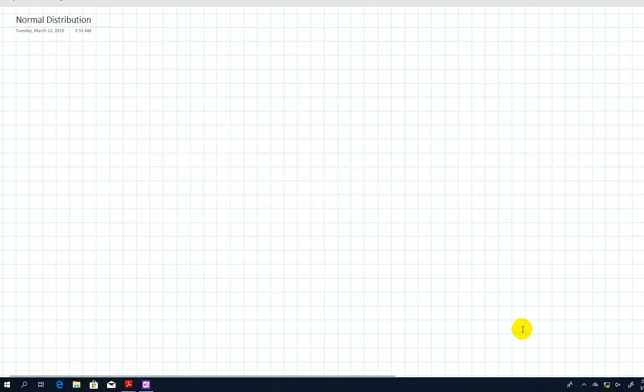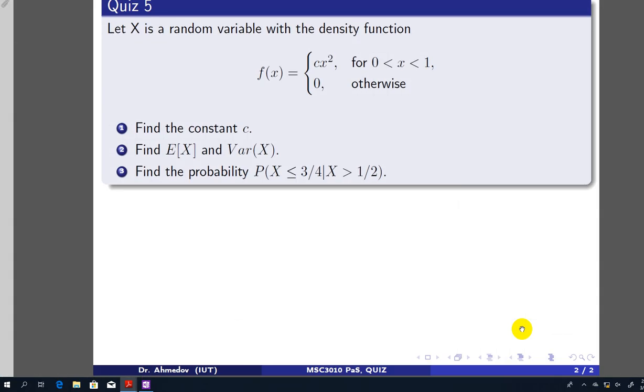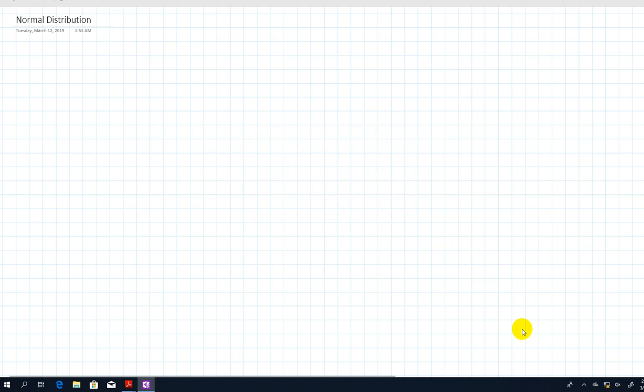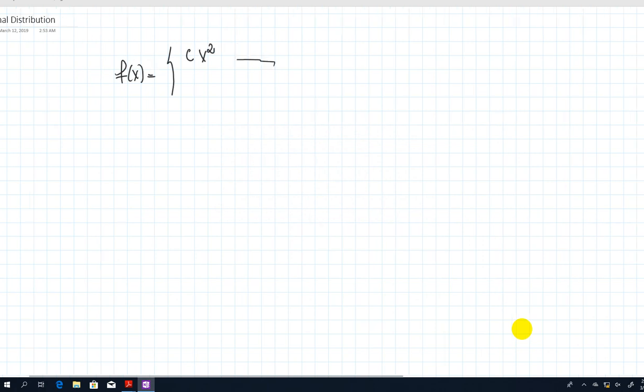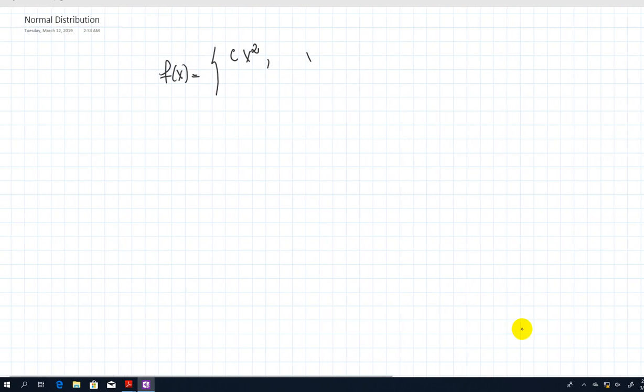Okay, so let's start with solving the quiz problems. In the quiz, you need to find the proper value of c. The density function of the continuous random variable is given as cx squared for x between 0 and 1, and 0 otherwise.